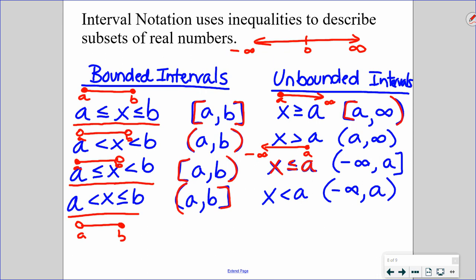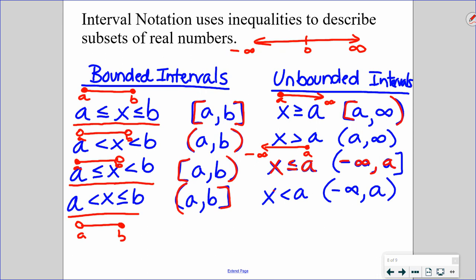So when you write your interval, you actually want to start with negative infinity, comma a. All right, and I see students switch that around a lot, but the correct way to write it is to start with negative infinity first, because we always read the number line from left to right, we read graphs from left to right, and we read intervals from left to right.